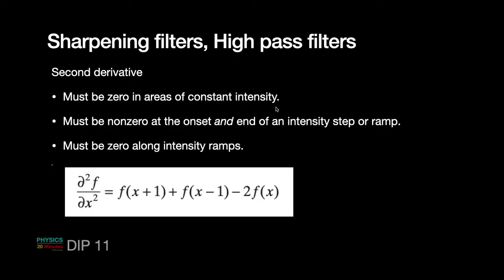Why should it be 0 in the area of constant intensity? The answer is simple. If the first order derivative does not exist in a given area, obviously even the second order derivative will not exist. It must be non-zero at the onset and at the end of an intensity step or ramp. So whenever there is a change in the intensity, it has to be non-zero, but it is zero along the ramps.